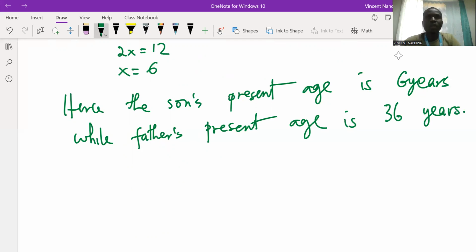So that's how we interpret word problems involving application of linear equations. So read the question carefully, get the variables in the question, and then from the variables, use the conditions given to have mathematical equations, and then solve the equations to get the desired result.